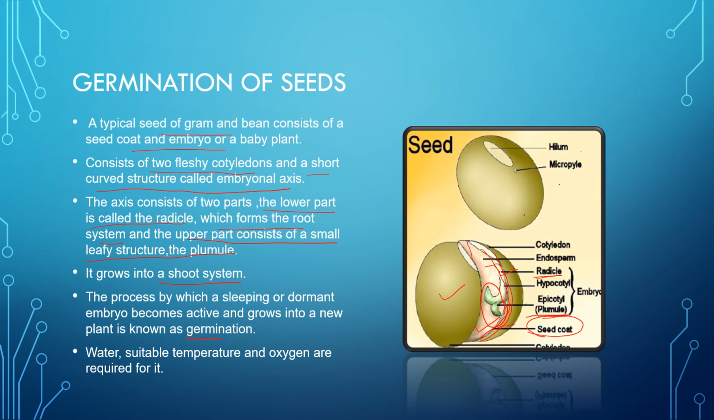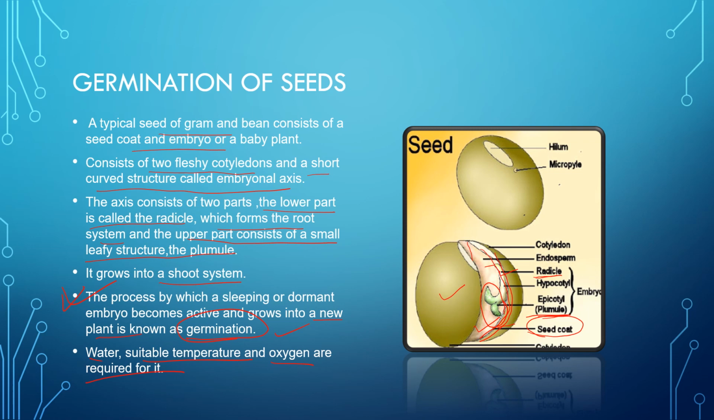And what is germination? The process by which a sleeping or dormant embryo, which was in a dormant state and not activated, becomes active and grows into a new plant is called germination. Now what are the main conditions necessary for germination? From the very basics we have studied: water, suitable temperature and oxygen are required for germination.